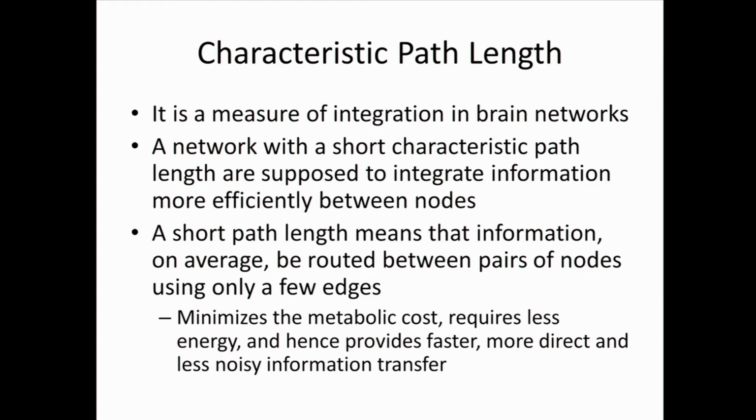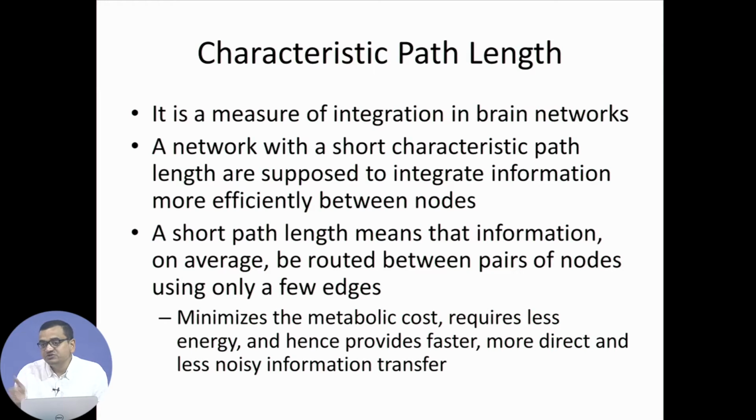Suppose one example comes to my mind: the characteristic path length. Shorter characteristic path length means information is transferred from one part of the network to another part much faster. And it has been found that the characteristic path length is inversely correlated with intelligence. So higher intelligence means shorter characteristic path length, which makes sense. Shorter path length means information on average can be routed between pairs of nodes using only a few edges. There is always some kind of shortcut.